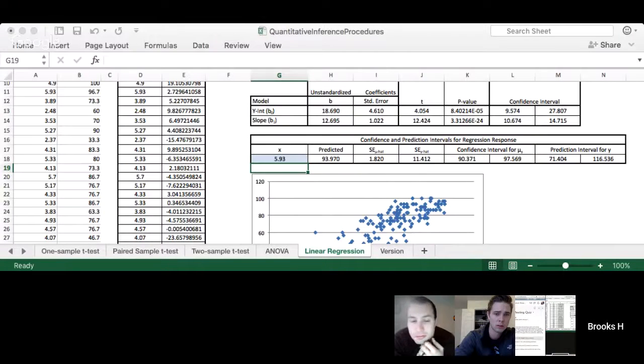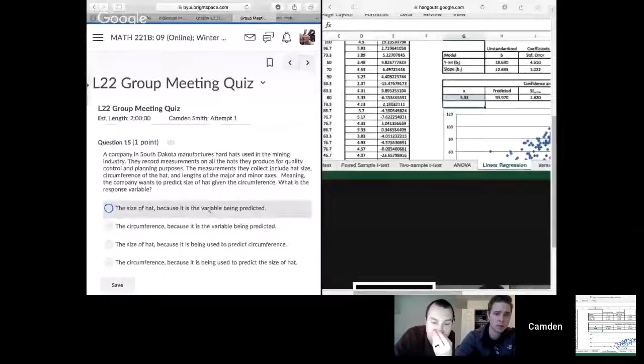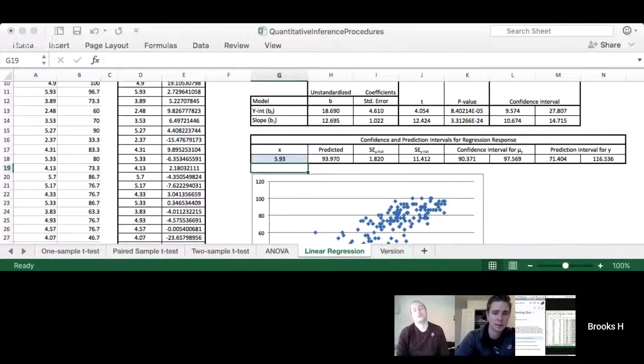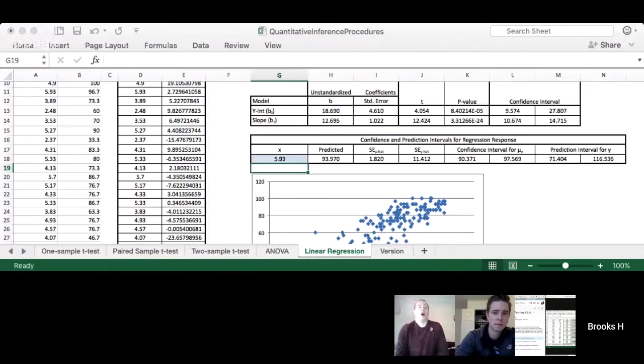I would say it's the size of the hat. Yeah. Is the variable being predicted? Yeah, I'll say it's A. So you said it was A? That's what I'm thinking. Okay. I'll take a leap here and submit it and see what I get.